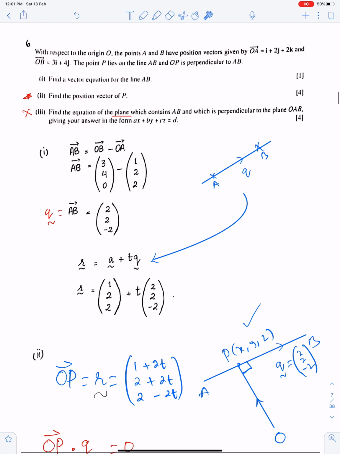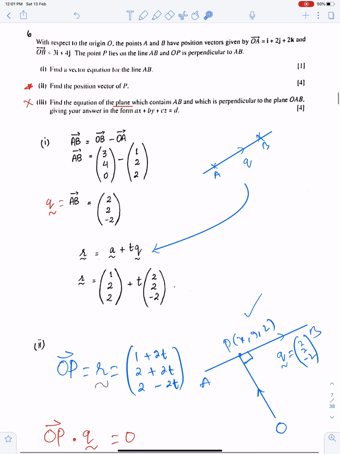Well, this third part is not in our syllabus because it involves planes, and planes are not in the syllabus after 2020.